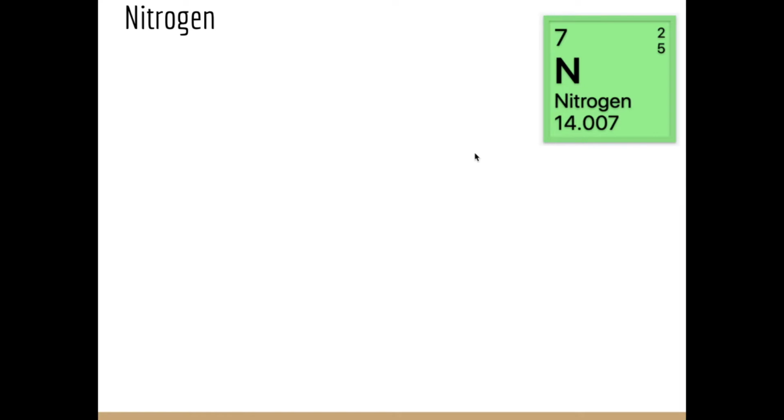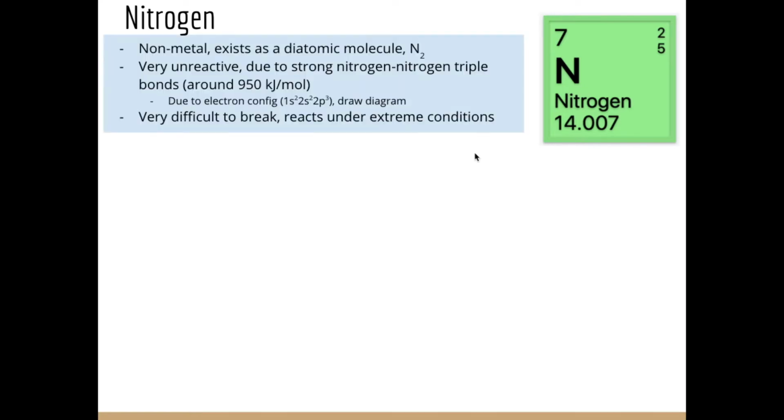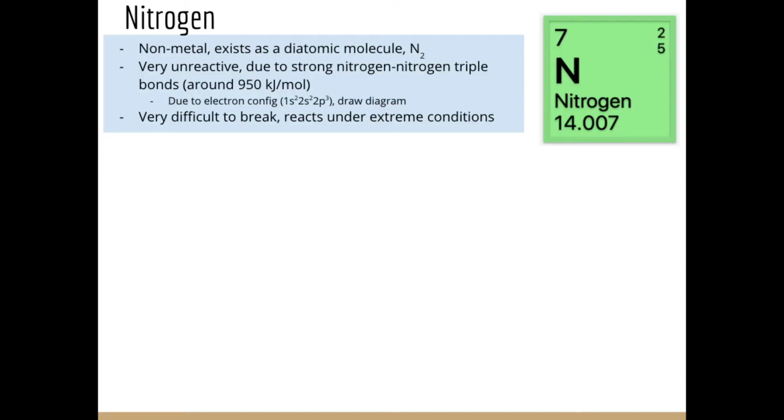Nitrogen is a very important element. It is found as the majority of our atmosphere, about 78% of the atmosphere and the air we breathe is unreactive nitrogen gas. It has an atomic number of 7, which means it has 7 protons, and a neutral nitrogen atom is going to have 7 electrons.